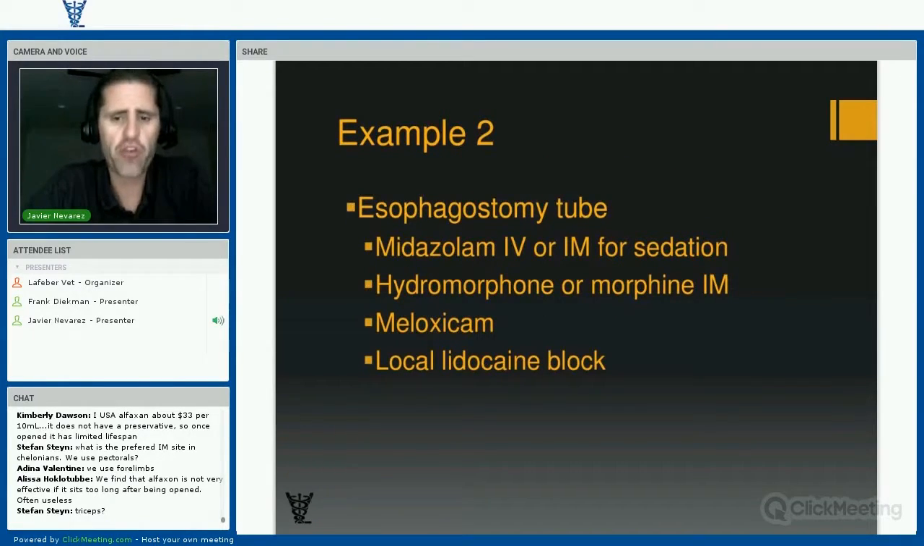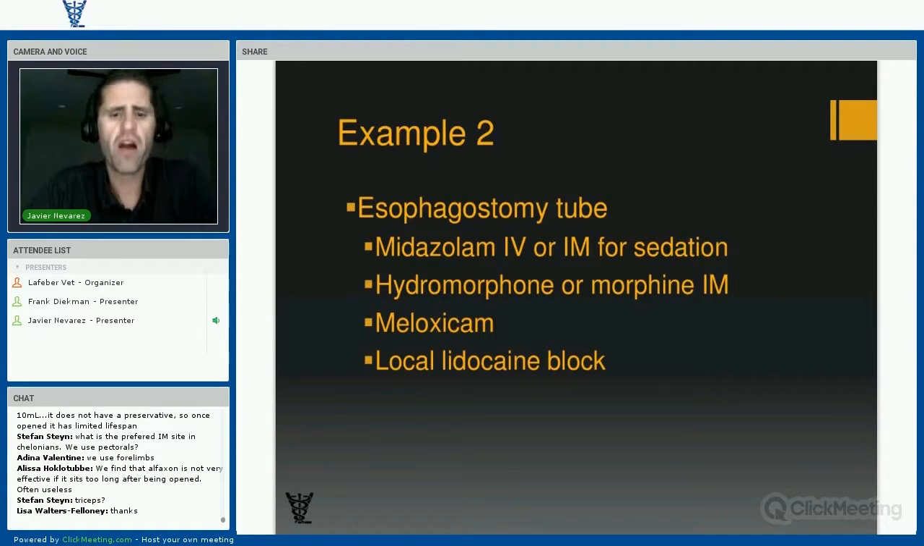Second example will be an esophagostomy tube. These are mostly done in chelonians, but it can be done in a lizard also. So typically you can do midazolam, IV or IM, to get some sedation on those animals. You can use hydromorphone or morphine, IM, or even IV also, for analgesic purposes.